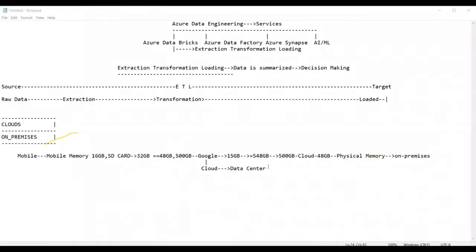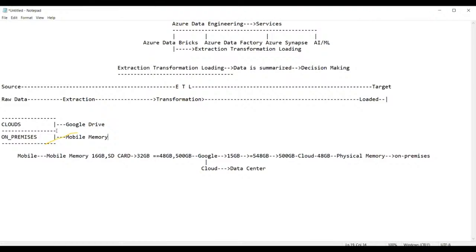Thank you. So now, guys, in the same way, here you have cloud and on-premises. Cloud means storing the data onto Google Drive, which is a cloud environment. And on-premises is storing the data in your mobile phone's physical memory. Mobile phone memory is called what? On-premises. Am I right, guys?